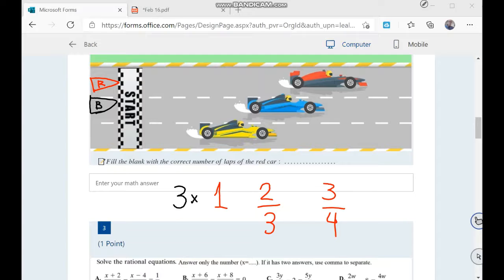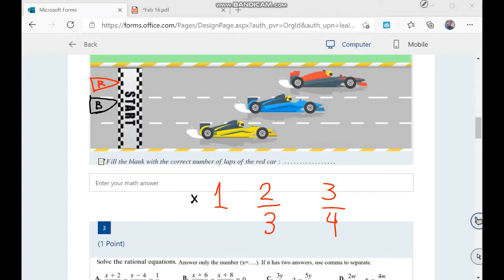But the yellow car is not here. The yellow car is back. If you multiply 3, 9 over 4, it is not completing a lap. 9 over 4 is going to be 2 laps and a little bit more, 1/3. Okay.